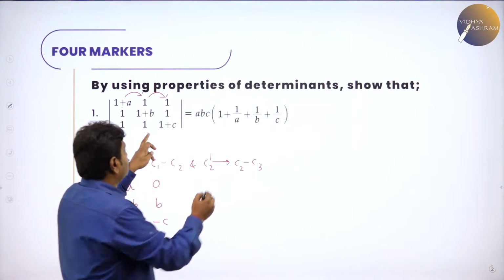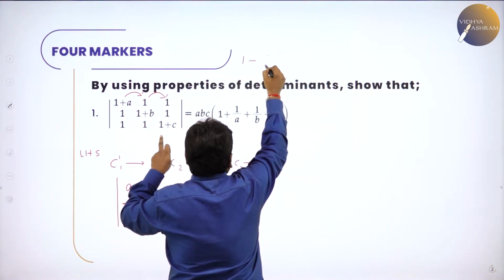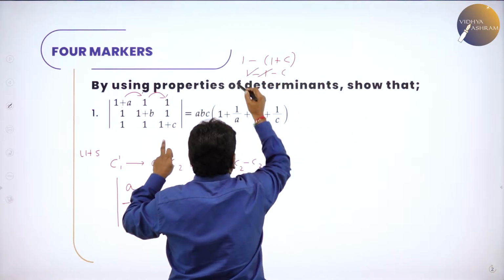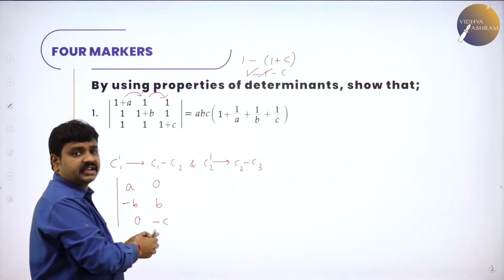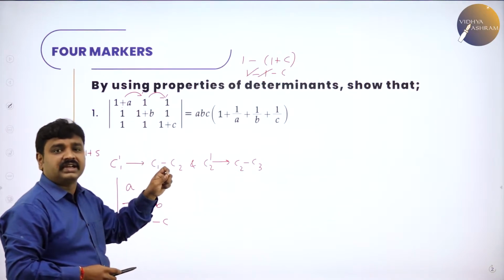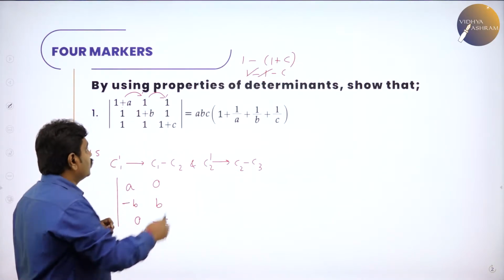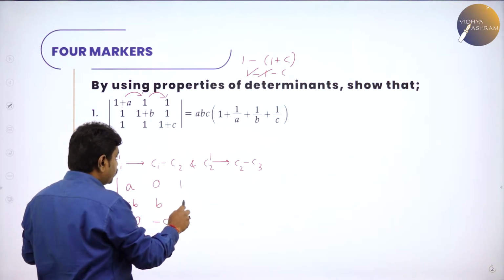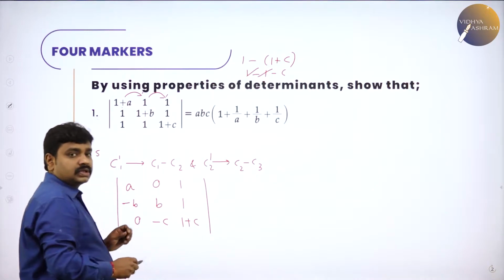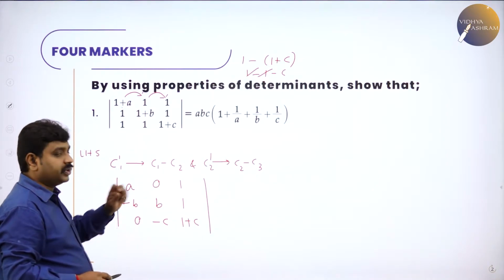See here 1 minus of 1 plus C. If you expand, what happens? 1 minus 1 minus C. These two cancel, minus C. So I am writing directly. Then third column we are not disturbing. Write the third column as it is. So what is third column? 1, 1, 1 plus C. Write it as it is. So now the problem reduced.